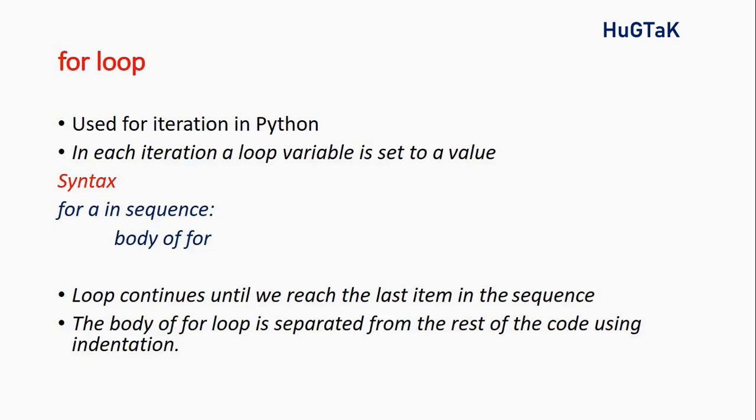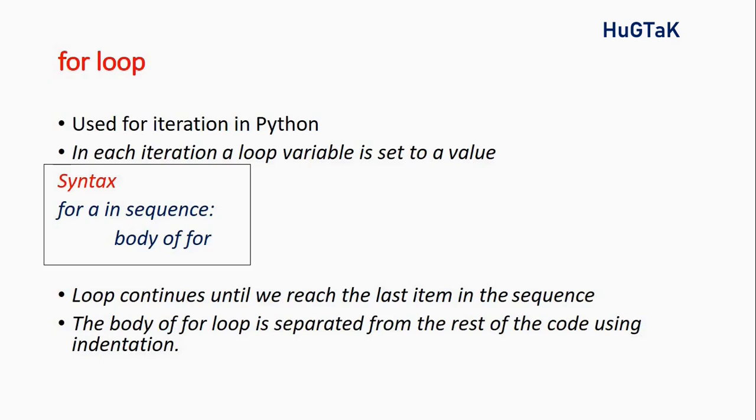The ordered sequence can be in the form of a string, list, tuple, and so on, and in each iteration a loop variable is set to a specific value. For example, a is equal to a plus 1. I think we have dealt with that while we were discussing while loop. And now let's move to the syntax of for loop.